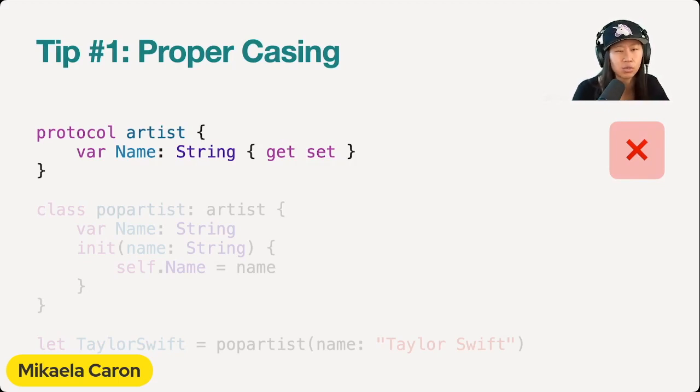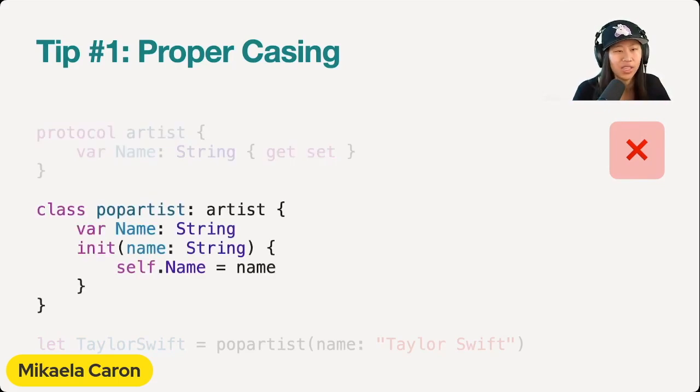It doesn't look too bad, but then we create PopArtist, that's a class, and if we don't capitalize the P in Pop or the A in Artist, it doesn't look too awful to read. You can still read it because Pop is only 3 letters. But then we capitalize the N in name for that variable, so now it's self.Name is equal to Name, but you have to remember that the N in name was capitalized.